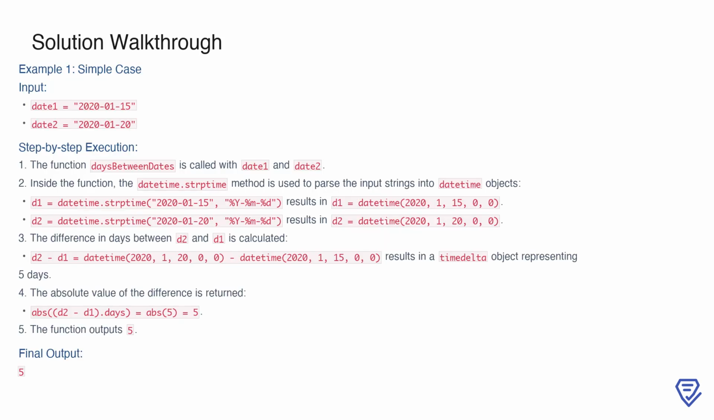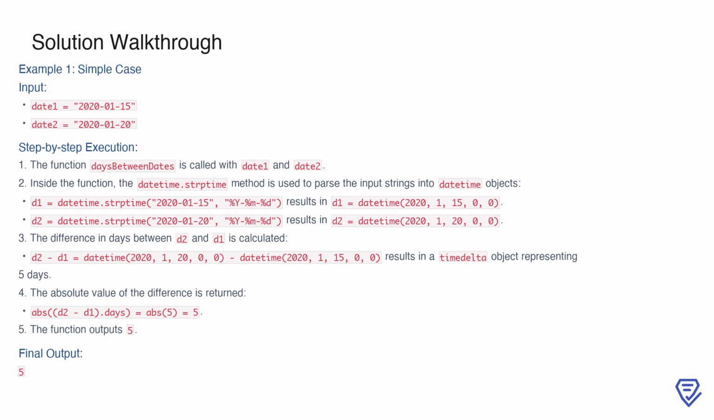In this example, we're given two dates, January 15, 2020, and January 20, 2020. The function daysBetweenDates is called with these inputs. First, the datetime.strptime method is used to convert the input strings into datetime objects. This allows us to work with the dates programmatically. For the first date, January 15, 2020, it gets parsed into d1, and for the second date, January 20, 2020, it gets parsed into d2.